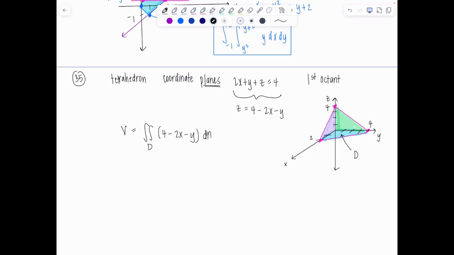I'll put dA because we haven't committed to an order yet. I don't know if we're going to do dx dy or dy dx. So when you write dA, then you're leaving it open. Okay? So far, are we okay? Yeah. So now let me just draw the region D.